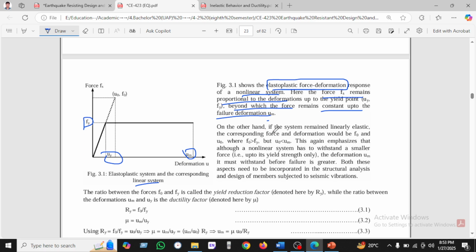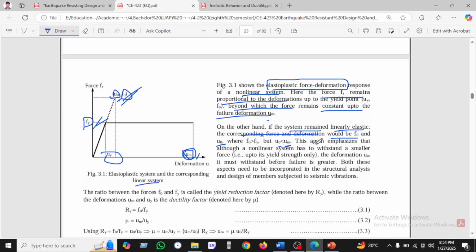On the other hand, if the system remains linearly elastic, the corresponding force and deformation will be F naught and U naught, which is the displacement. And when F naught is greater than Fy, U naught is greater than Uy. This is the elastoplastic force deformation, we can say.